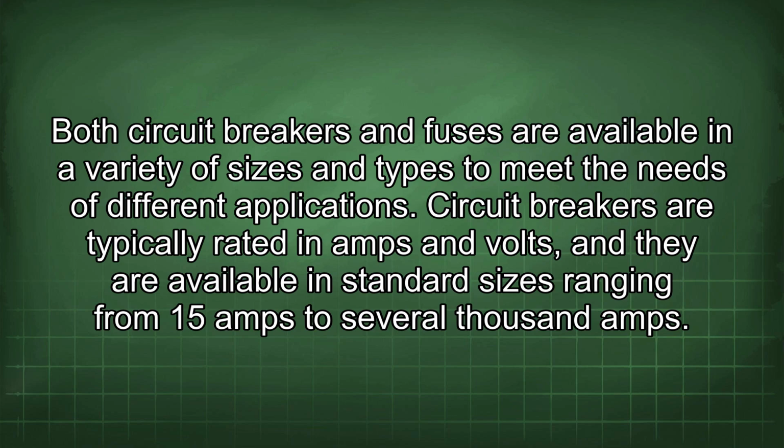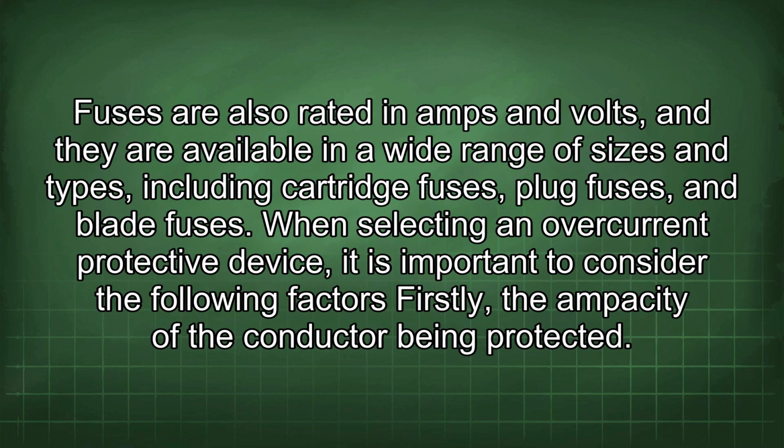Circuit breakers are typically rated in amps and volts, and they are available in standard sizes ranging from 15 amps to several thousand amps. Fuses are also rated in amps and volts, and they are available in a wide range of sizes and types, including cartridge fuses, plug fuses, and blade fuses. When selecting an overcurrent protective device, it is important to consider the following factors. Firstly, the ampacity of the conductor being protected.